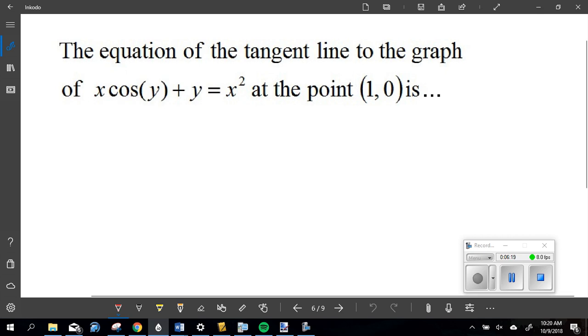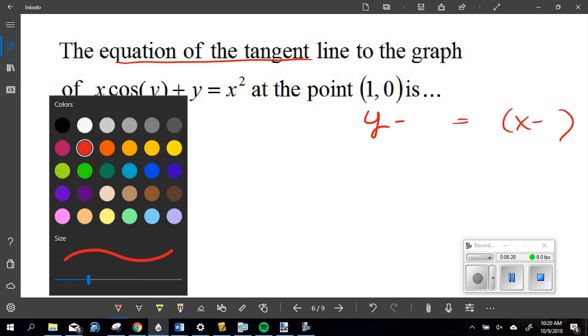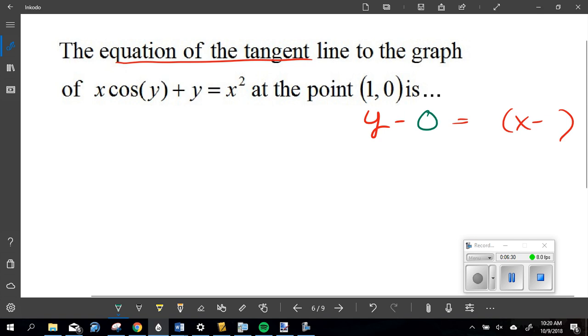So again, make sure you're reading directions here. We're writing the equation of the tangent line. So the first thing I'm going to write on my paper is y minus, x minus. I can plug in my y values and my x values. It's y minus 0 and x minus 1. I need the derivative. And so I'm going to take the derivative of this function right here.